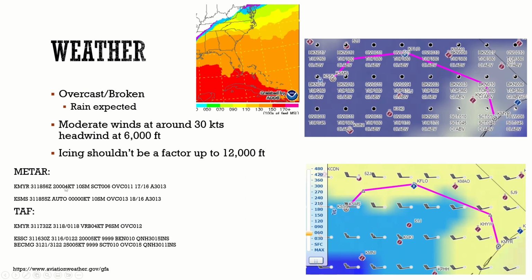Winds are light to moderate, none too light on the ground, and around 30 or 20 knots up in the air. Icing shouldn't be a factor. We have a freezing level, maybe 130, 140 even in our area here. Overcast, broken clouds, rain might be there or it might not. Doesn't really matter. Currently, it's not raining, neither at the departure nor at the destination. So let's get on a little bit more.